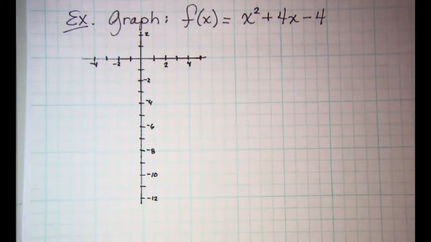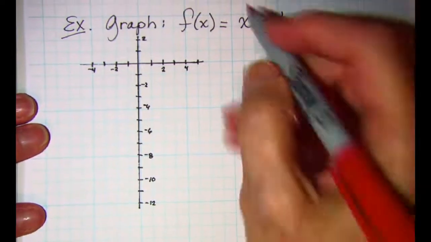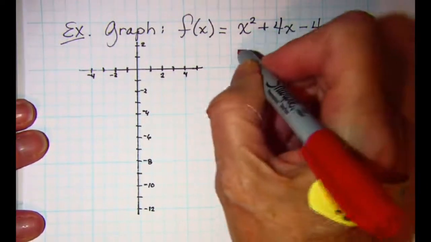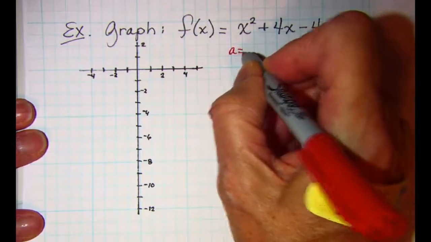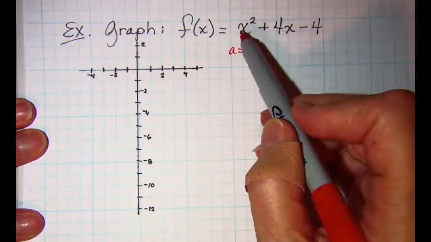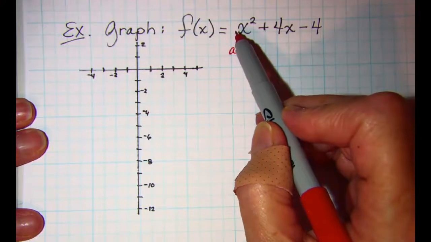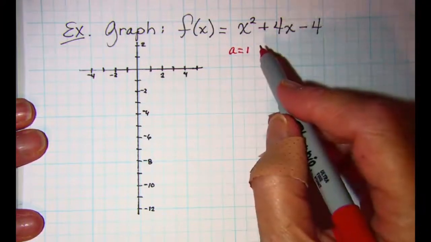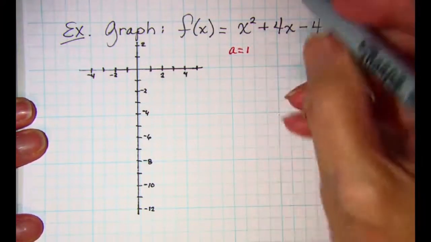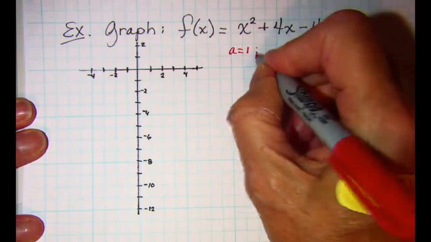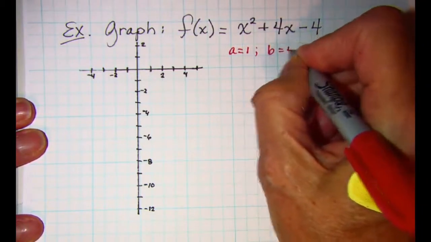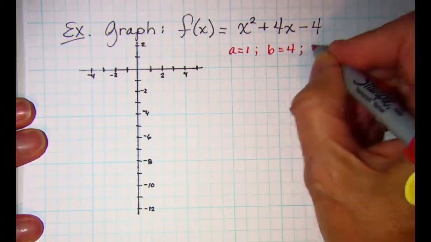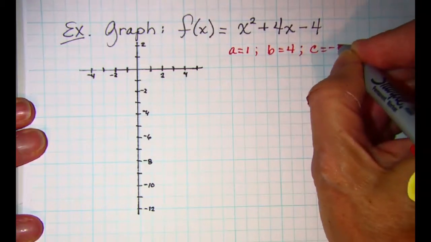In this example, we're asked to graph f of x equals x squared plus 4x minus 4. We can see from this equation that a is 1. Remember that the coefficient of x squared is your a value, and since it's not visible, it's 1. We also know that b is 4 and c is negative 4.